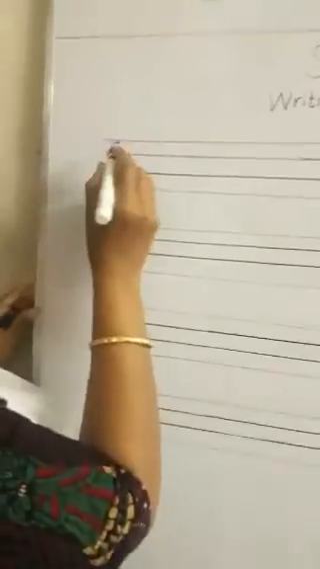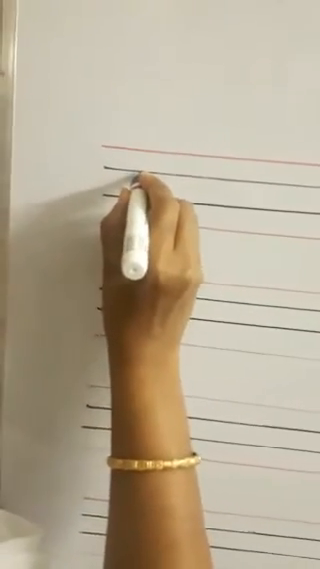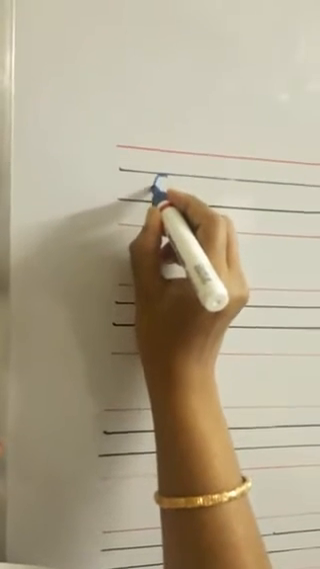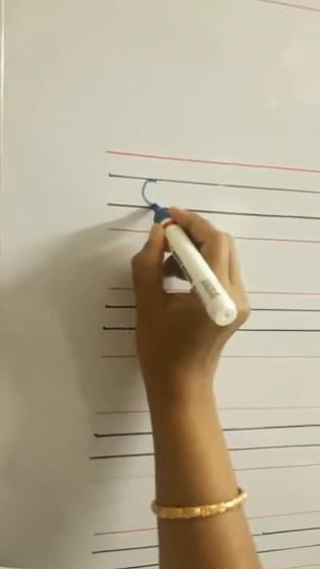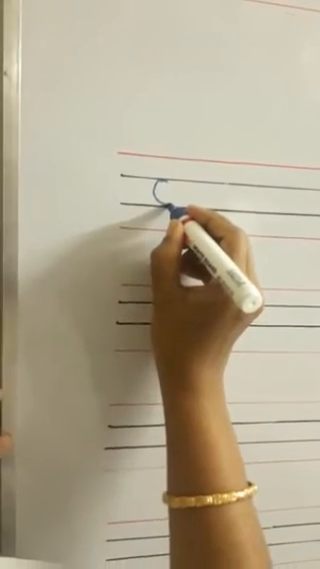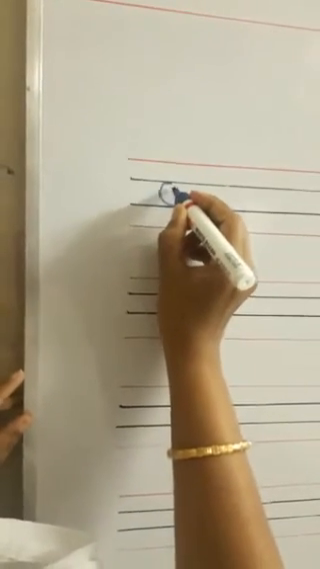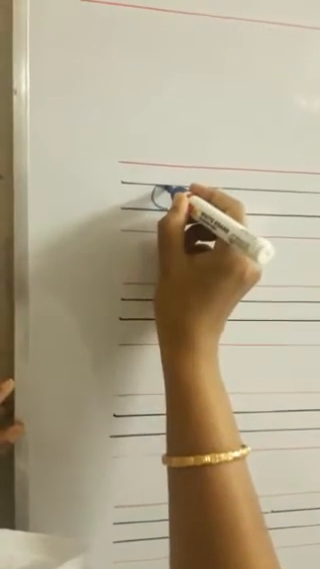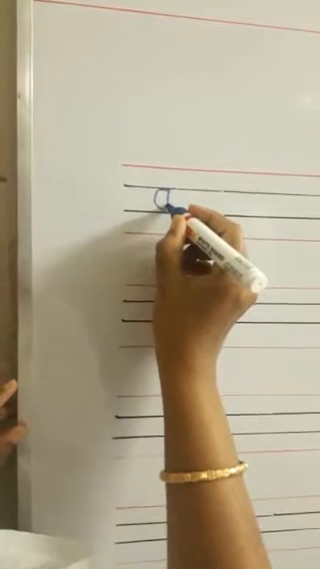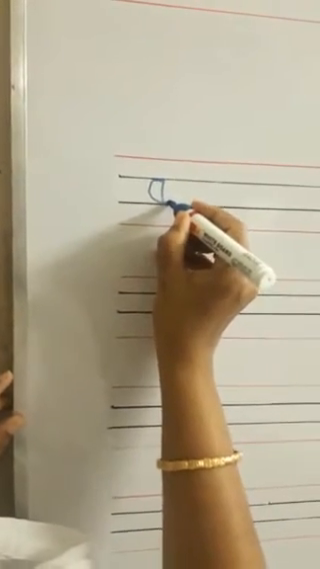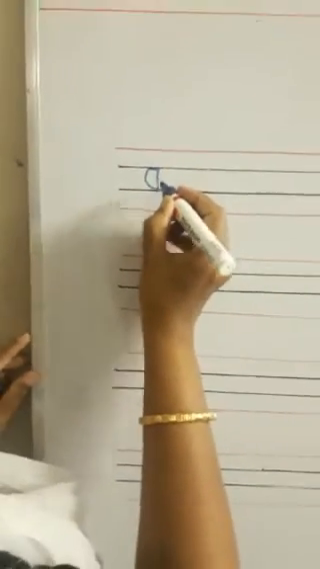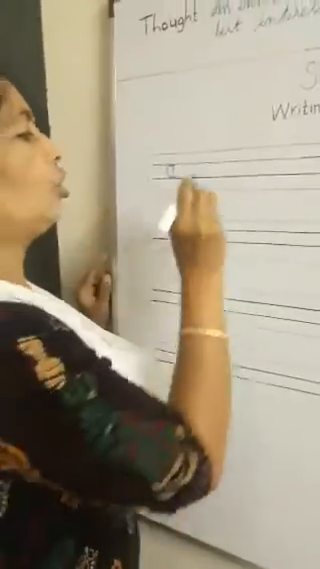Small letter A. Start from the middle and draw a curve to the bottom. Then again go to the middle line and draw a standing line with a small curve. Okay, this is small letter A. The next letter, what students? B. Good.